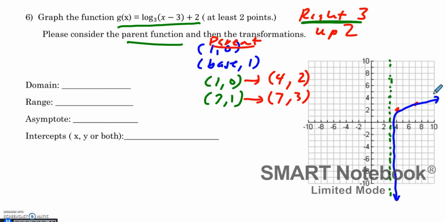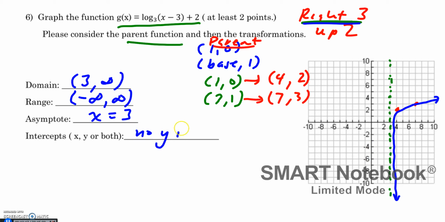So now that I have my picture, my domain is restricted this time. We're going from 3 to infinity. The range is not restricted because we're going from negative infinity to positive infinity. The vertical asymptote is at x equals positive 3 because we're shifting 3 to the right. I do not have any intercepts yet, but I do notice from my graph that I do not have any y-intercepts.